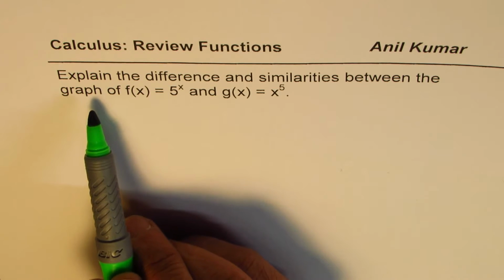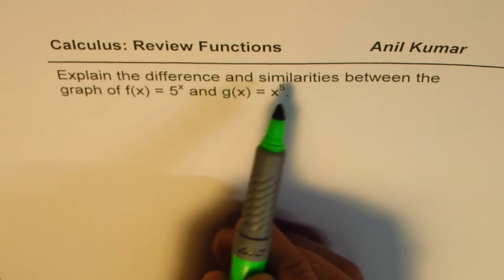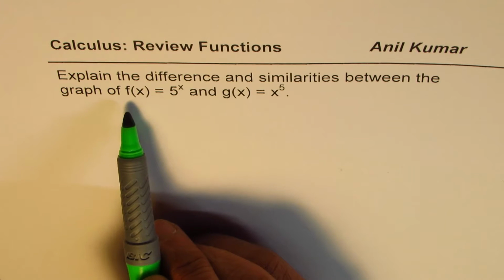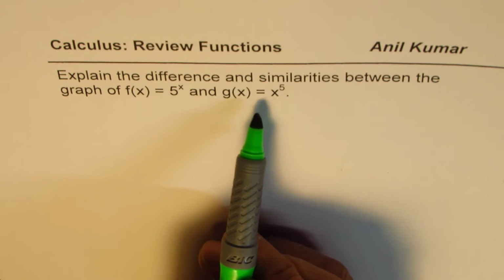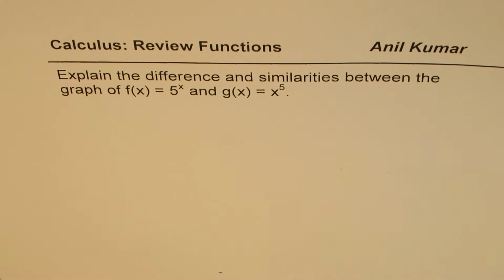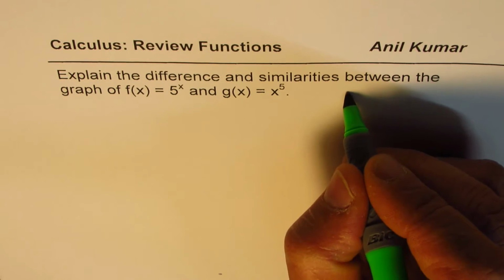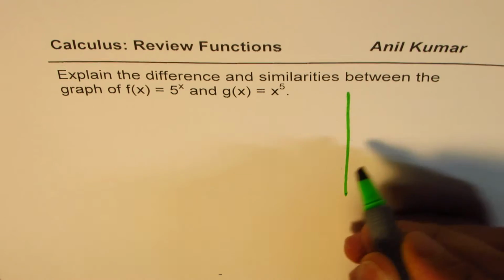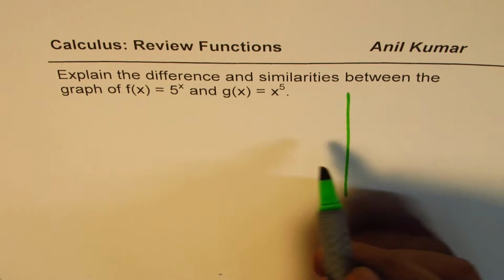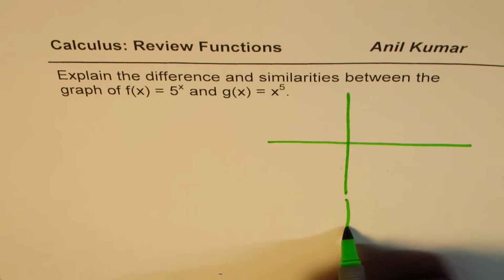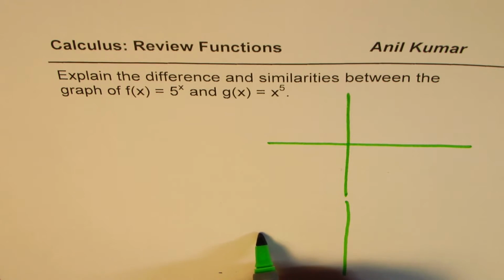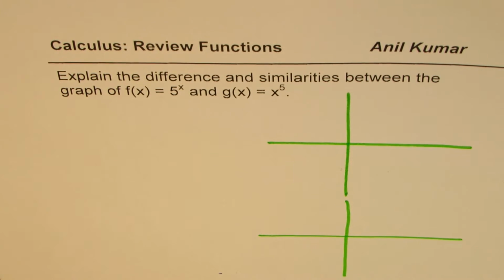The question here is, explain the difference and similarities between the graph of f of x equals 5 to the power of x and g of x equals x to the power of 5. So we are dealing with two basic functions, and we want to understand how are they similar and how are they different, right? That is what we need to understand. So what I'll do here is sketch both of them. I'd like you to pause the video and sketch these functions also, and then check with my solution.